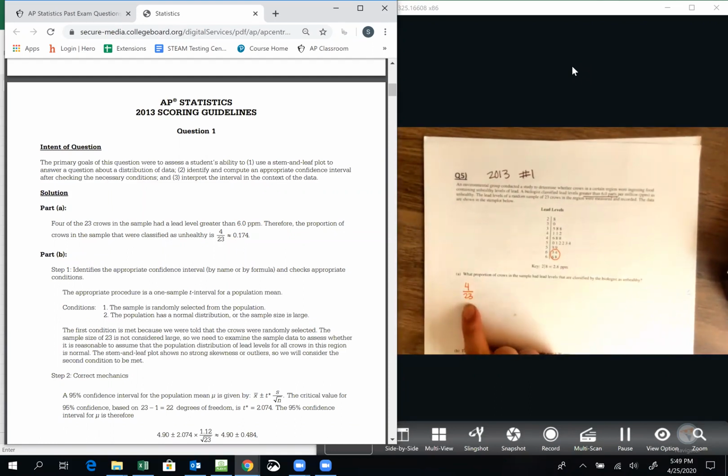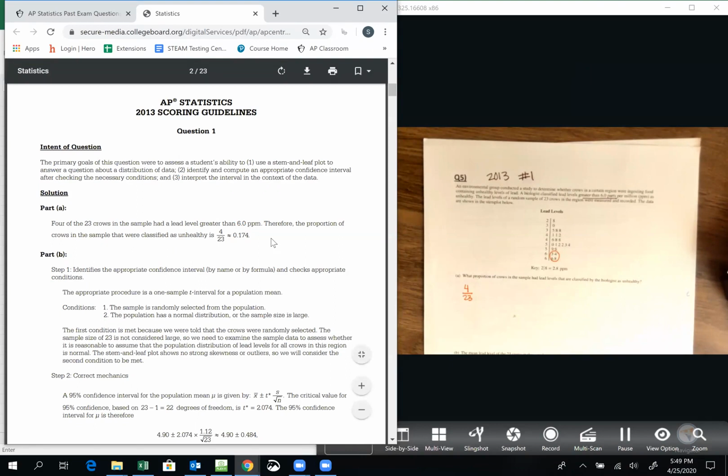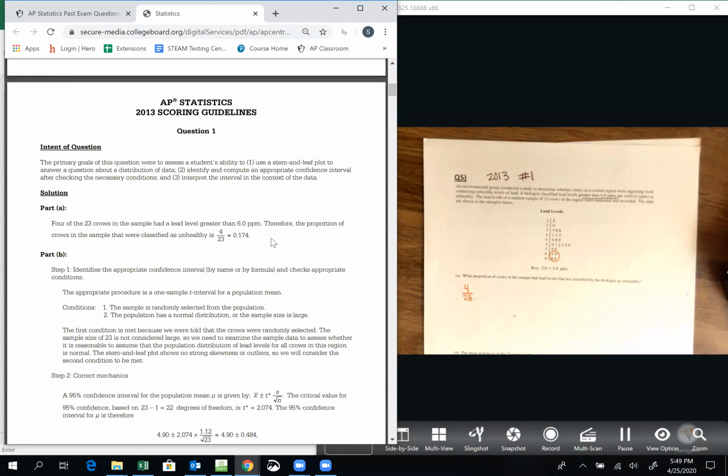4 out of 23 can be your work and your answer, or you could have gotten a decimal and gotten 0.174. You can do 4 numbers after the decimal, that's fine. But you had to have your work, I'm sure, as part of your answer.